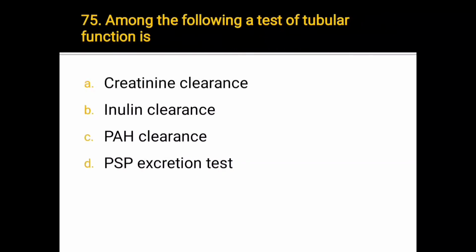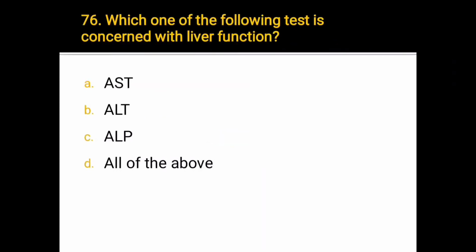Among the following, a test of tubular function is A. Creatinine clearance, B. Inulin clearance, C. PAH clearance, D. PSP excretion test. Correct answer C. PAH clearance. Which one of the following tests is concerned with liver function? A. AST, B. ALT, C. ALP, D. All of the above. Correct answer D. All of the above.